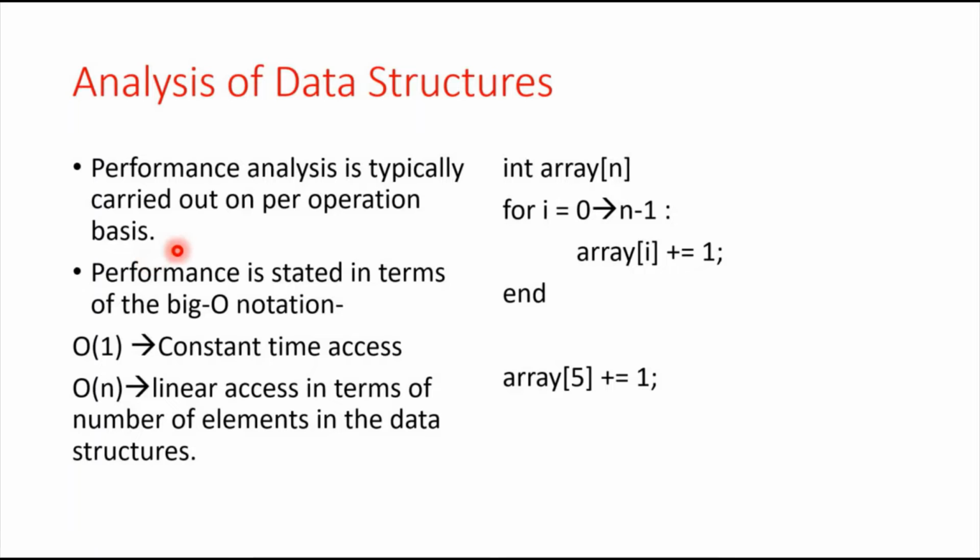Performance analysis is typically carried out on per operation basis. Okay, performance is stated in terms of big O notation. We use only big O notation. I'm not giving you the understanding of amortized analysis or other things. I will just use big O notation. Okay, big O(1). What does big O(1) mean? Constant time access. Okay, and what is big O(n)?